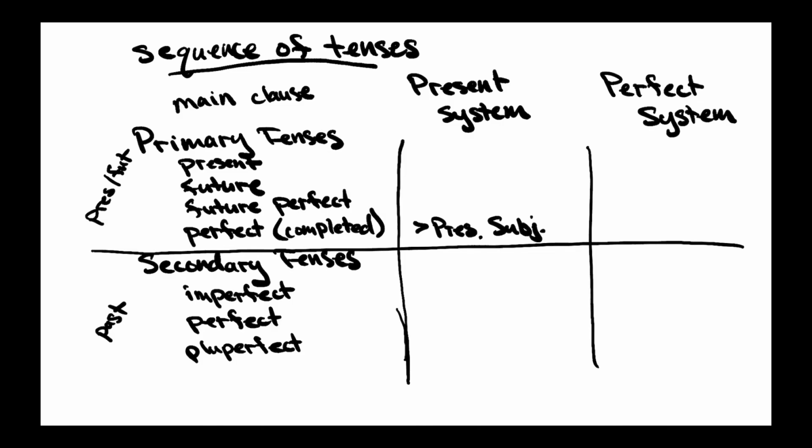So that would be for contemporaneous or subsequent action. If you have a secondary tense in the main clause, one of those past tenses down below there, and you want to show contemporaneous action or subsequent action, then your subjunctive verb in your subjunctive clause or your subordinate clause, that has to be an imperfect.